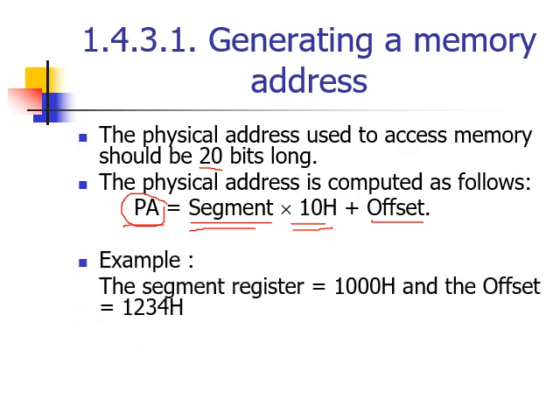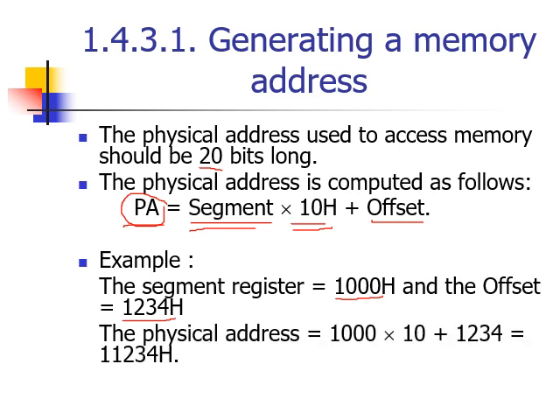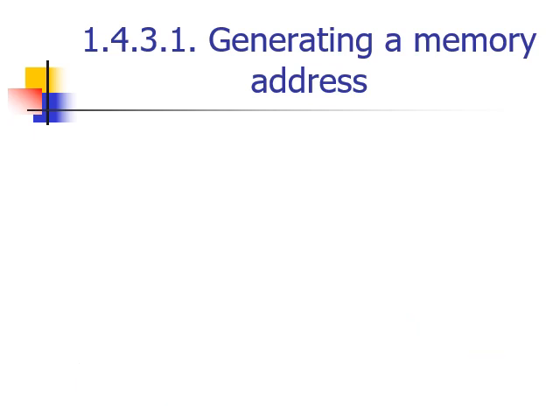For example, if a segment register contains this hexadecimal number and an offset register contains this hexadecimal number, to get the physical address you take the value inside your segment register, multiply it by 10, and add the offset to it. It gives you the 20 bits representing your physical address, the 20-bit physical address.